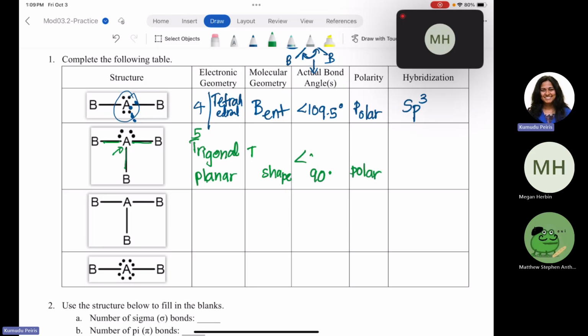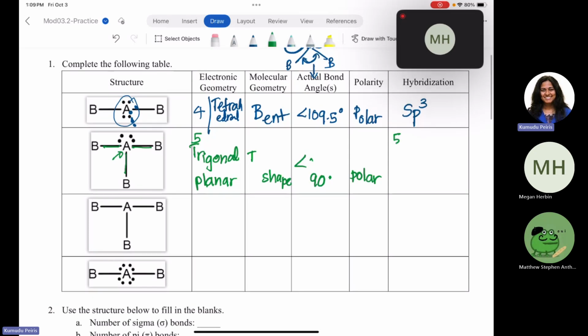Right. The hybridization. Okay, let's count the things on the central atom. What are the things that we should count in order to determine the hybridization? We count only the sigma bonds and the lone pairs. So there are five things, so in order to make five mixed orbitals.